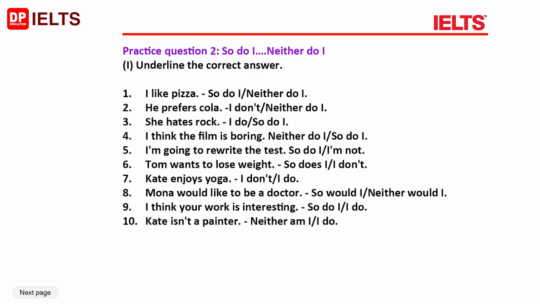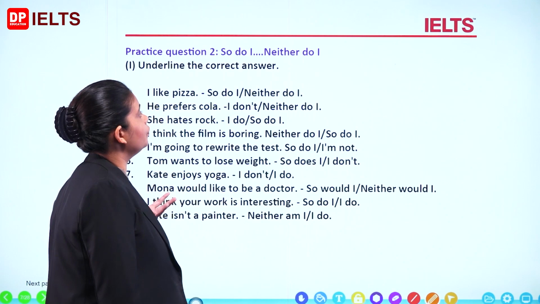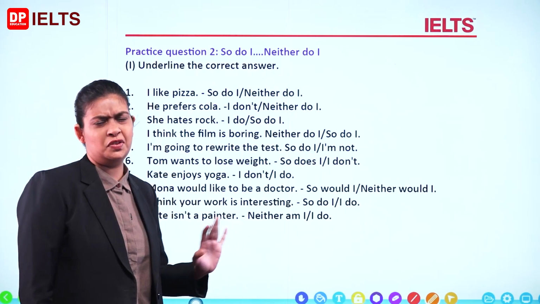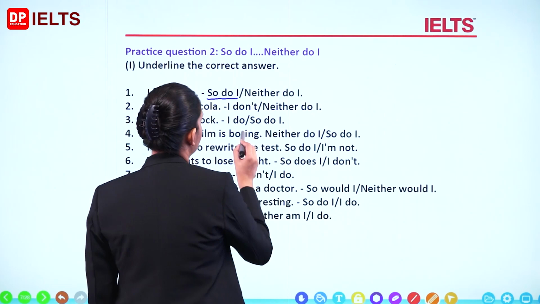Underline the correct answer. I like pizza. So do I. Okay, when we answer, "So do I" means me too, and "Neither do I" is the negative. So do I means I also like it. Right? I like pizza. So do I. He prefers cola. I don't. He likes cola, but I don't.